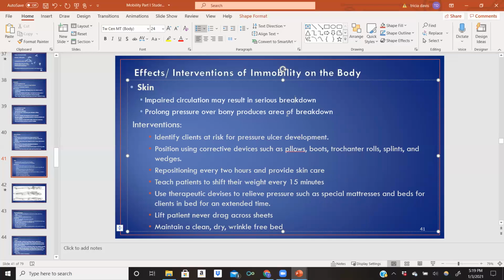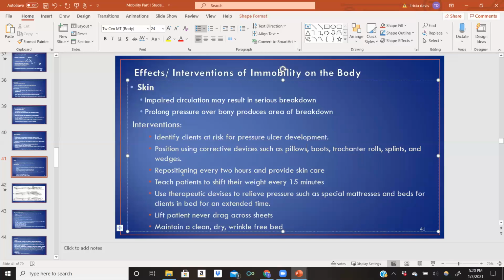Each time you go into the room, if they're in the same position, you know that they're not moving themselves around. Position using corrective devices, so you can roll them on their side and put a pillow under them. Sometimes they have boots. You can do a trochanter roll, splints and wedges, depending on what your facility has. You can reposition the patients every 2 hours and make sure you're providing skin care.